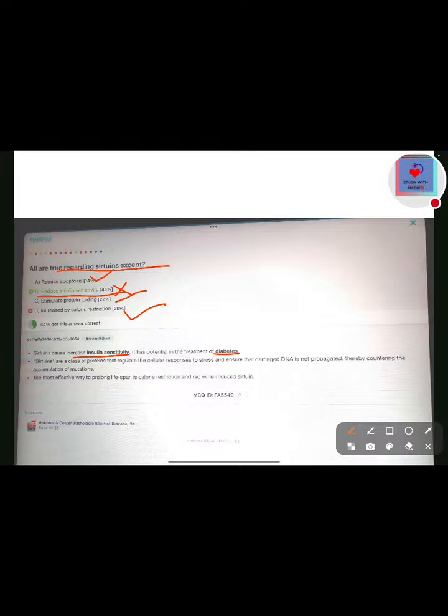Sirtuins are a class of proteins that regulate the cellular response to stress and ensure damaged DNA is not propagated, thereby countering the accumulation of mutations. The most effective way to prolong lifespan is caloric restriction, and red wine induces sirtuins. So the best way to prolong your life is calorie restriction. If you eat less, you are healthy. Calorie restriction is important.